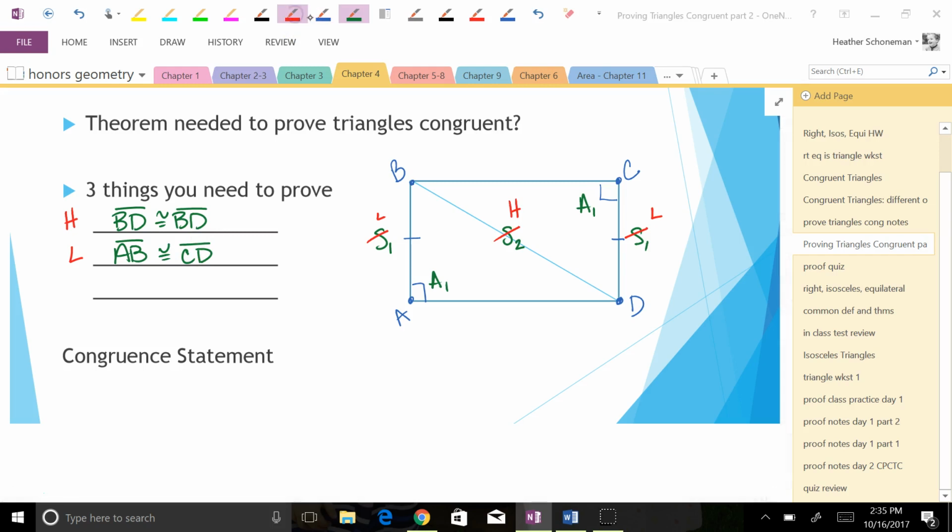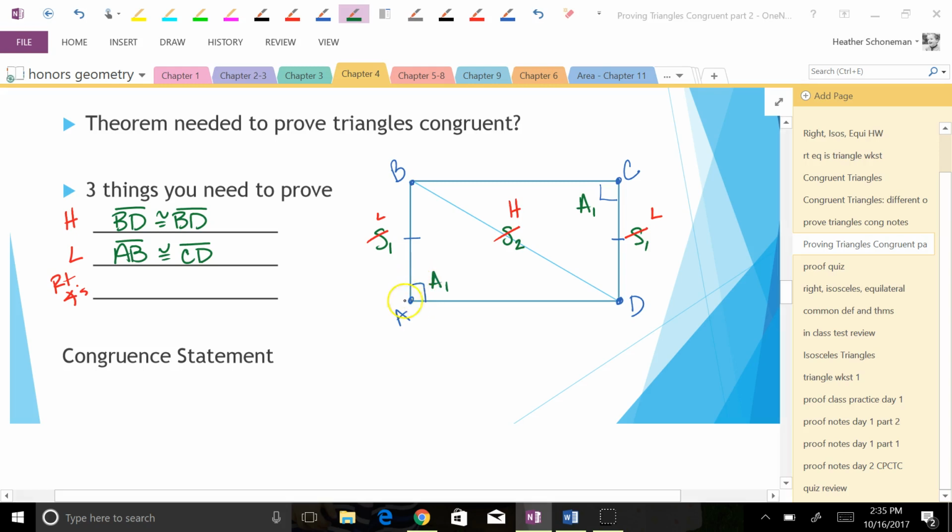But when we do these proofs, and this is going to be really important next class, we always need to list 3 things. And right now we only have 2. Well, the third thing that we're going to list for hypotenuse leg is that we have right angles. We're not saying they're congruent. We are saying that they are right. So look how I write this down this time.